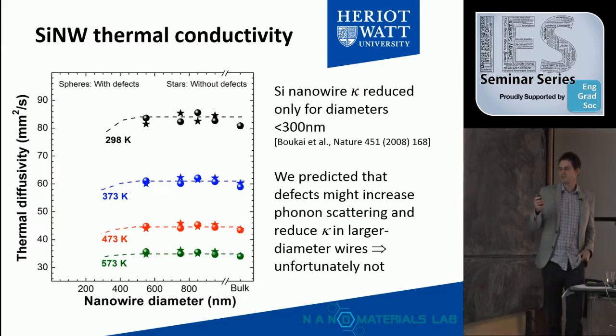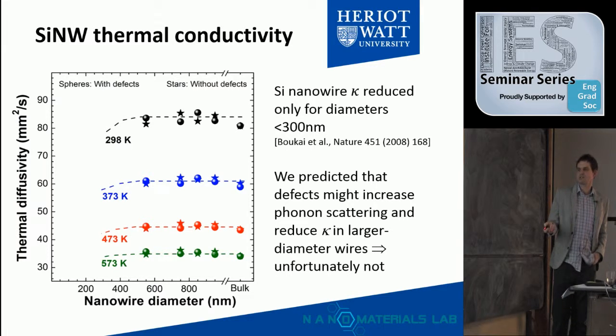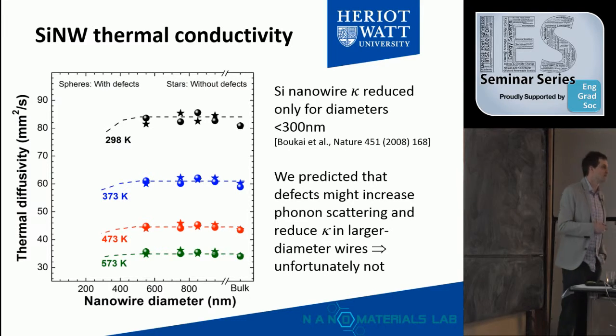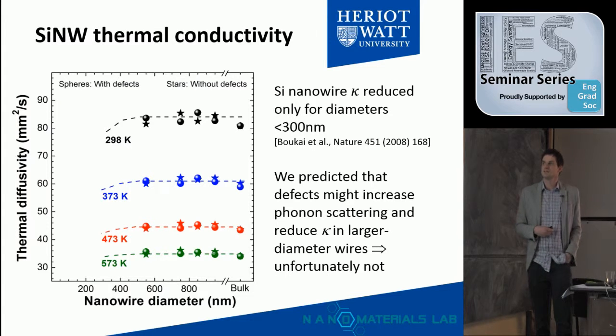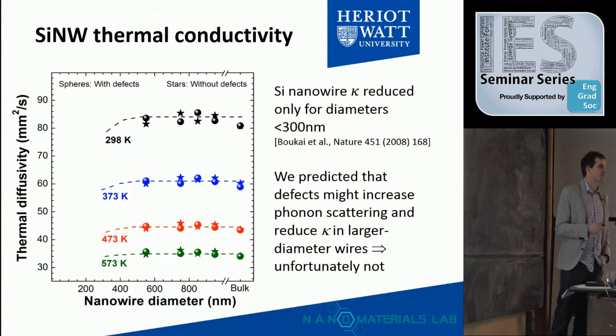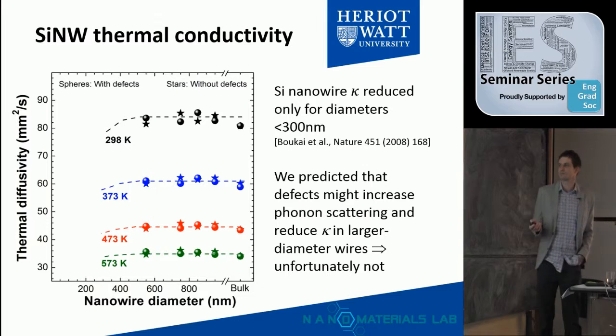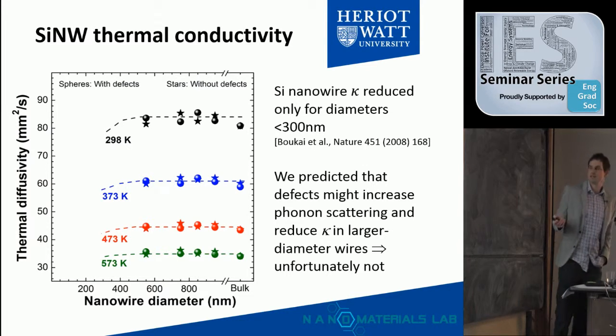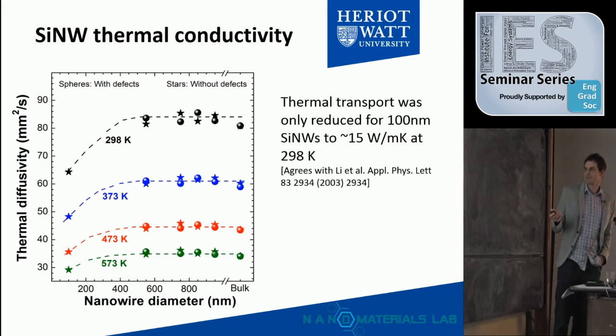So you can see here, this is thermal diffusivity, and this is the different nanowire diameters. The stars are the ones without defects, and the spheres are the ones with defects. There's a bit of variation, but there's not particularly any trend in the ones with defects or without defects having any different thermal properties. And this is consistent at various different temperatures. So we didn't really see what we hoped we might see.